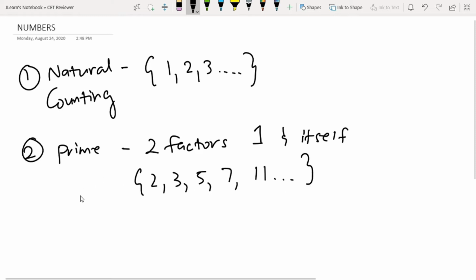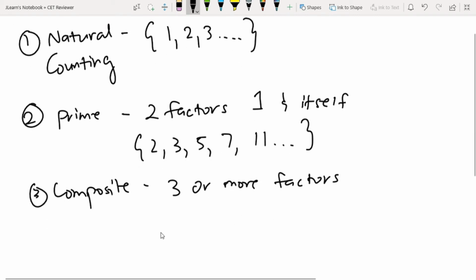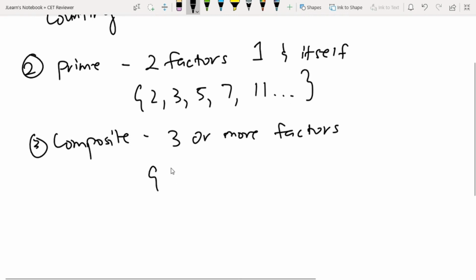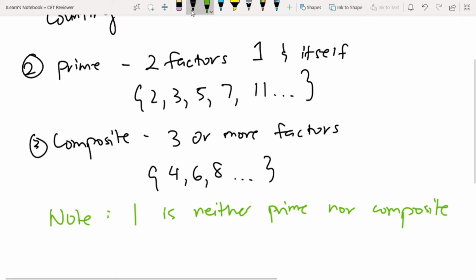Okay? Yung kabaliktaran naman ng prime ay composite. Okay? So, ito ay may 3 or more factors. So, for example, 4, 6, 8, no? Take note, no? Just take note na 1 is neither prime nor composite. Okay? So, special na number ang 1.